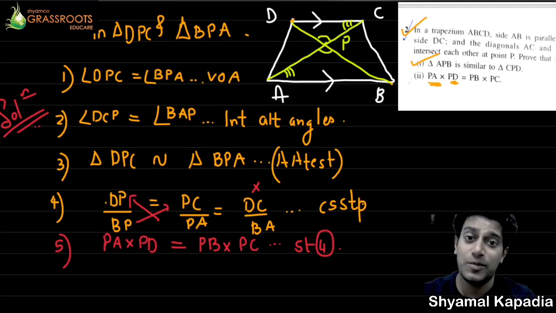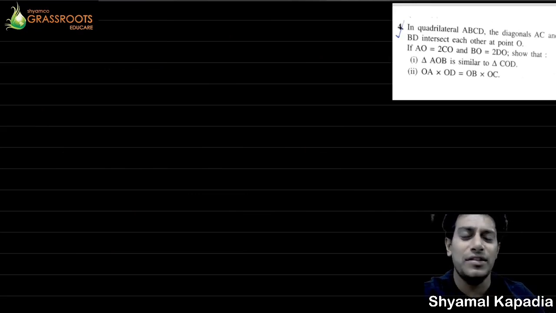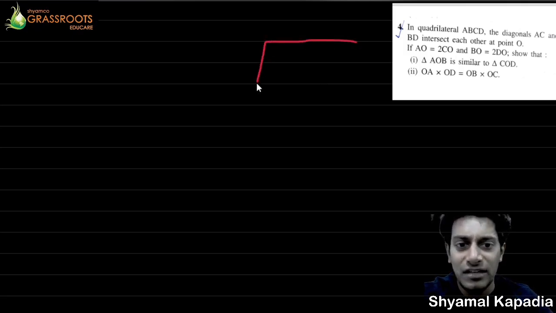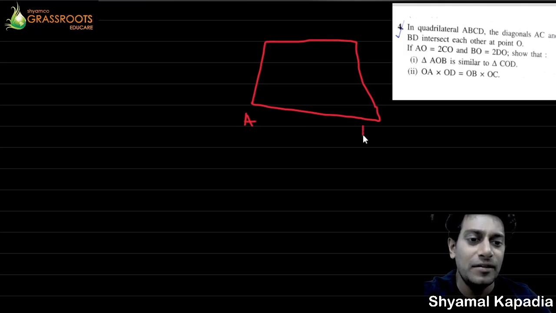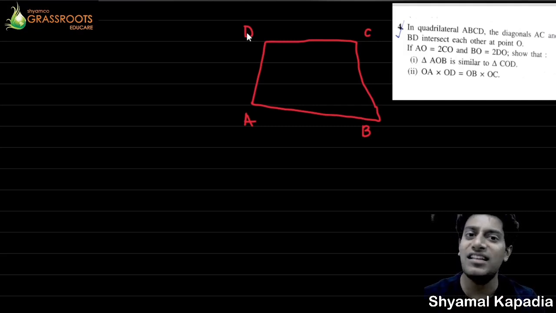Let's proceed with the next question, guys. Check out this sum. In a quadrilateral ABCD. So let's start drawing a quadrilateral ABCD. A quadrilateral is a four-sided figure. It is not necessary that it should be a trapezium or a square. It is just a random four-sided figure. ABCD, A, B, C and D. And the best part is that the lines are not parallel. You can't assume anything in maths. So one thing is for sure, that the lines are not parallel.